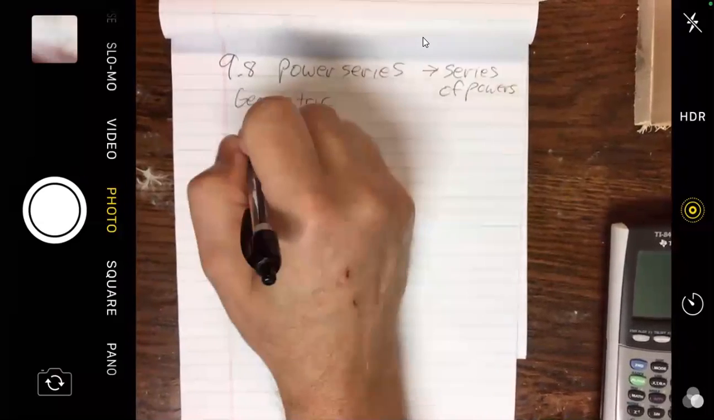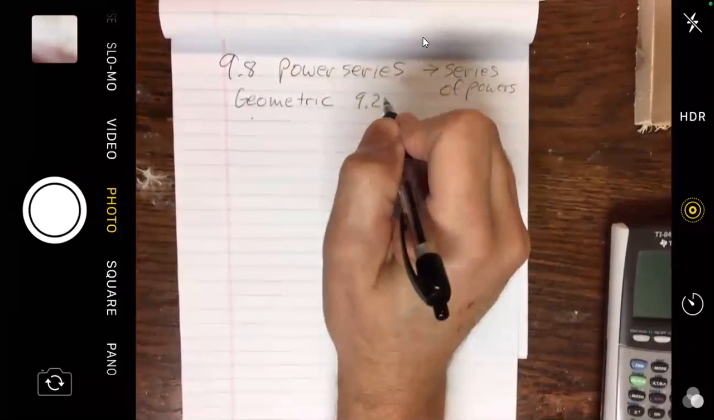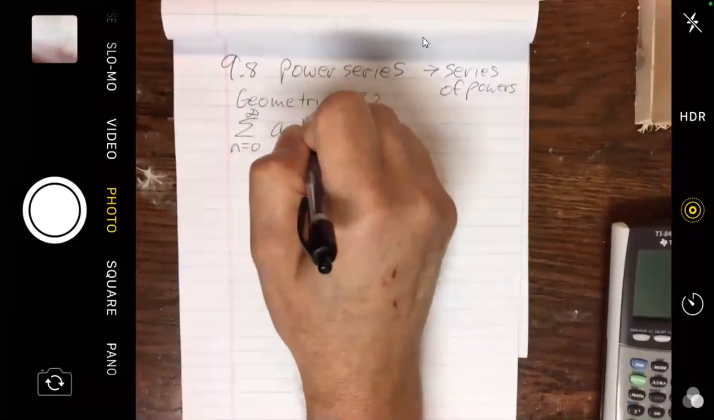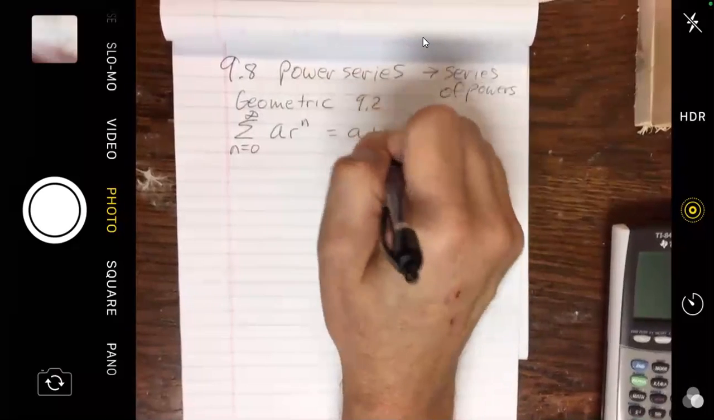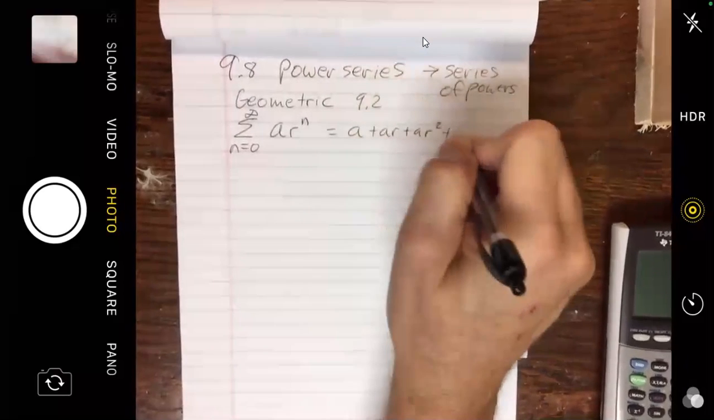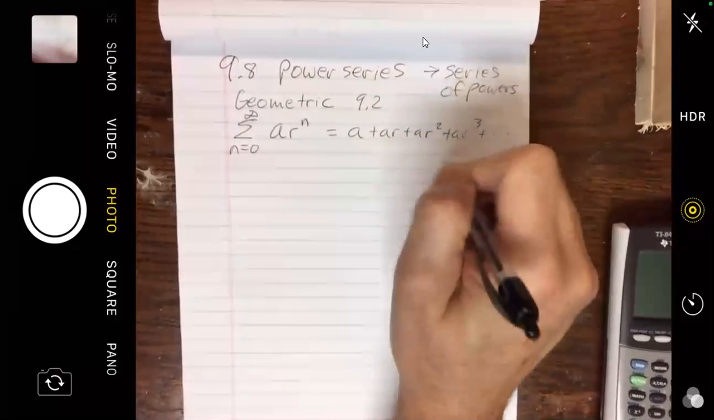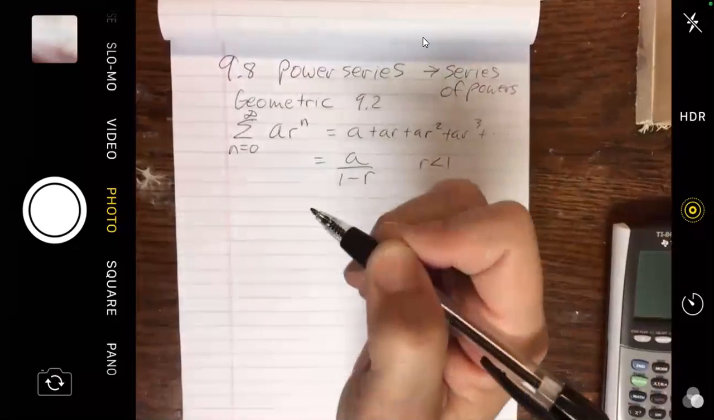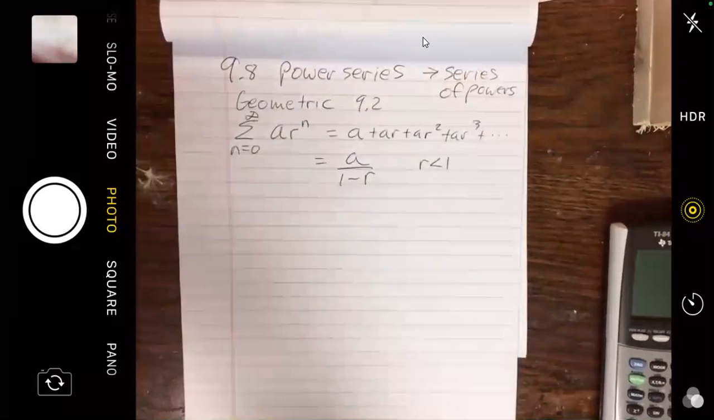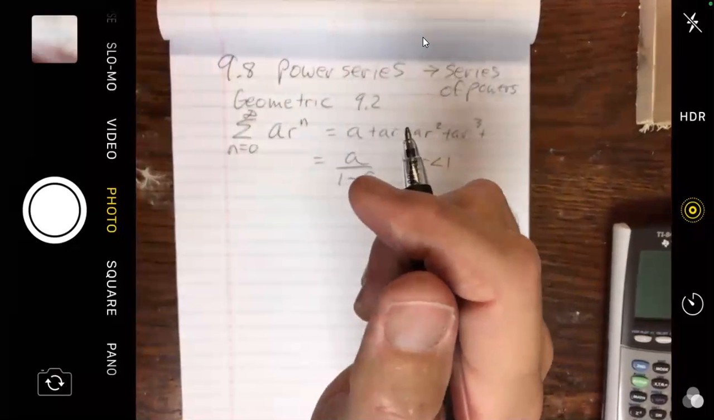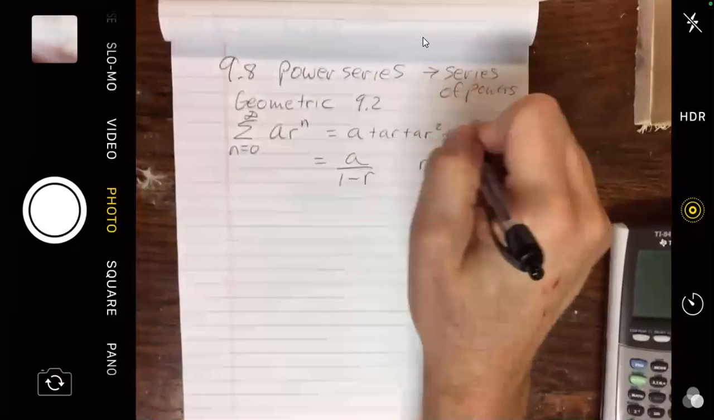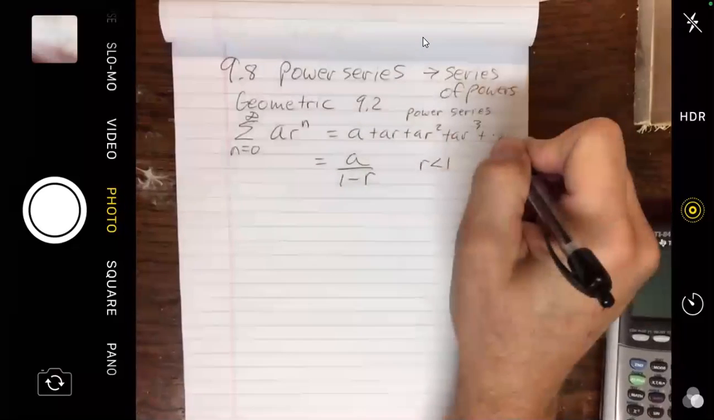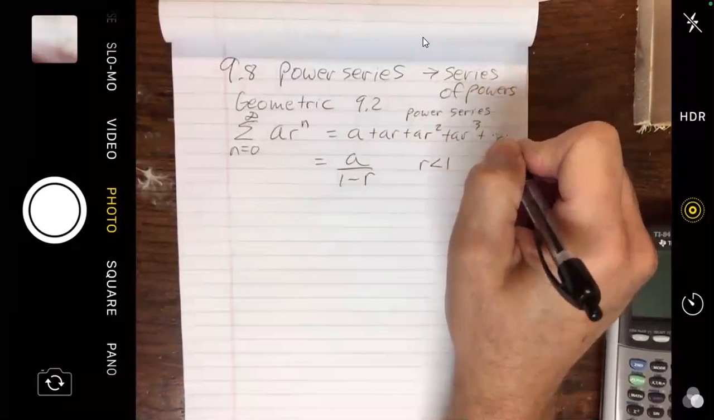Y'all remember your geometric, 9.2? It's the sum from n equals 0 to infinity of a r to the n, and you've got a plus ar plus ar squared, ar cubed, blah, blah, blah. And remember, for |r| less than 1, you got a over 1 minus r. Does this ring a bell? Okay. Well, this is your power series.